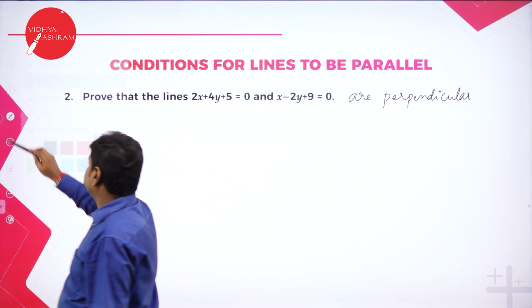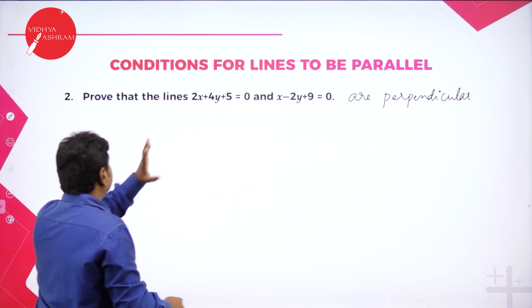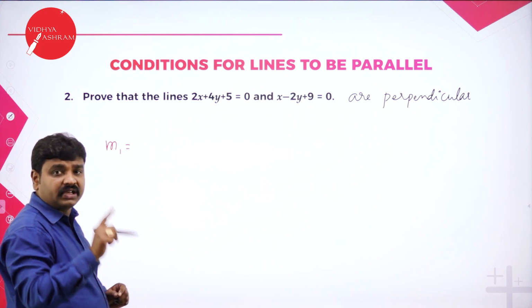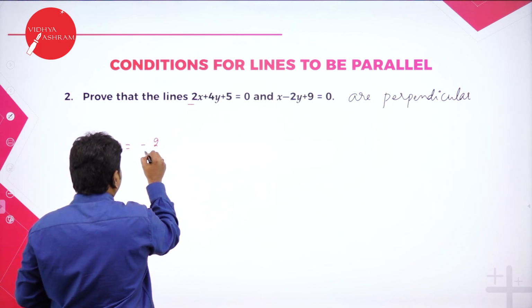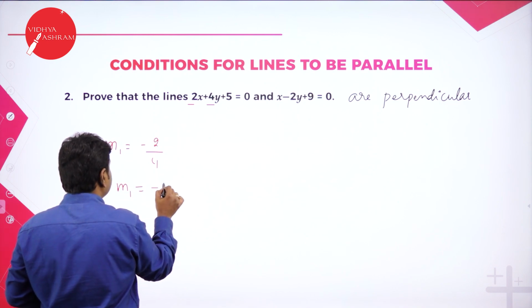So now prove that these two lines are perpendicular. How to prove these two lines are perpendicular? First find the slope of the first line. What is the slope of the first line? Minus a by b, minus the coefficient of x, 2, divided by the coefficient of y, 4. What is m1? Minus 1 by 2.